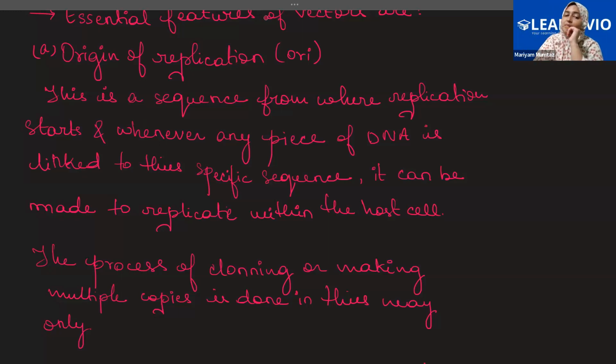Now, whenever any piece of DNA is added to this ORI, that is the origin of replication, then because of the replication property, that piece of DNA will be made into multiple copies. So the origin of replication helps us to transform the cells and make the host cell synthesize more and more of the piece of DNA that has been sent. Is this clear to you all? Ma'am, could you explain the starting part once again?